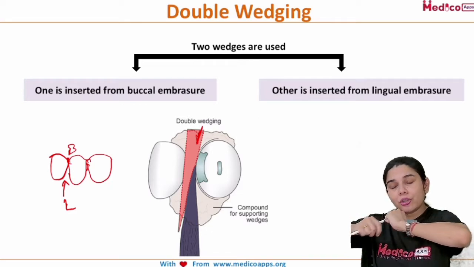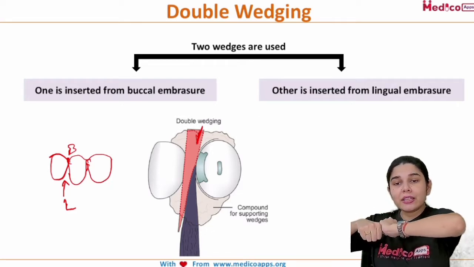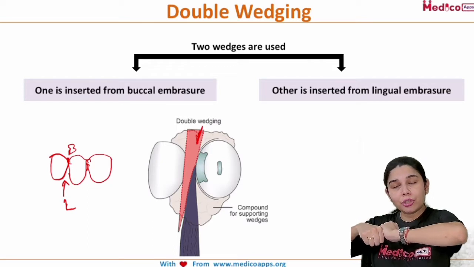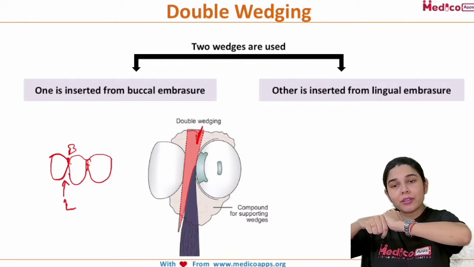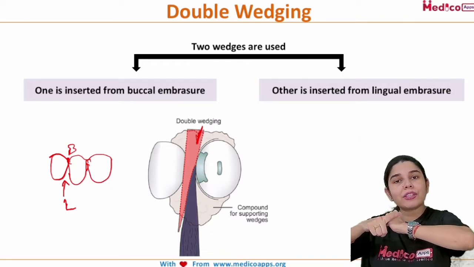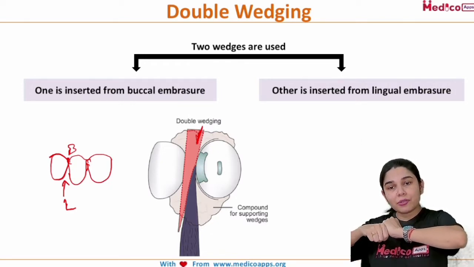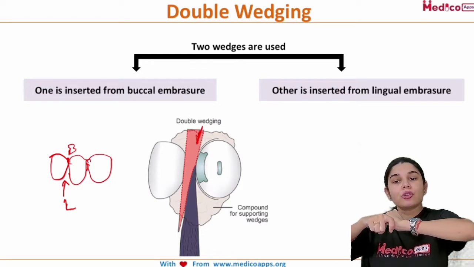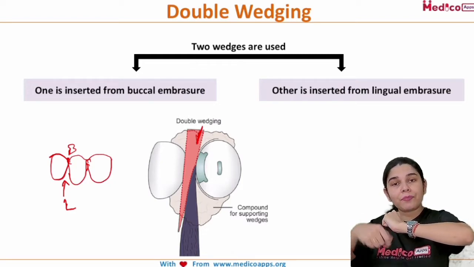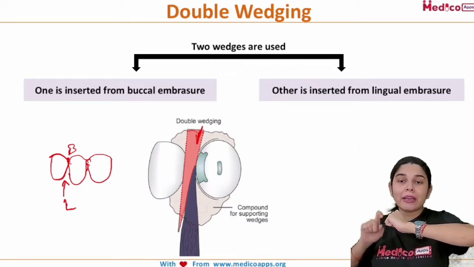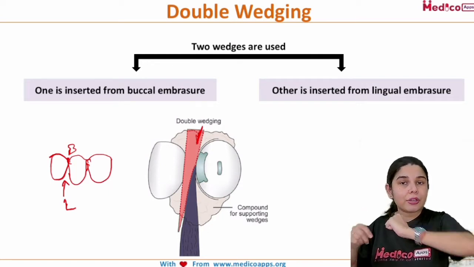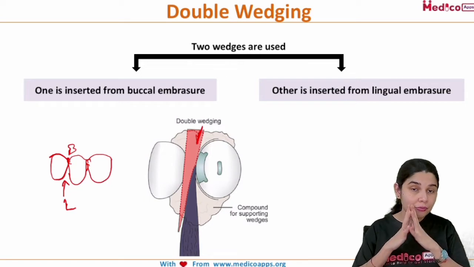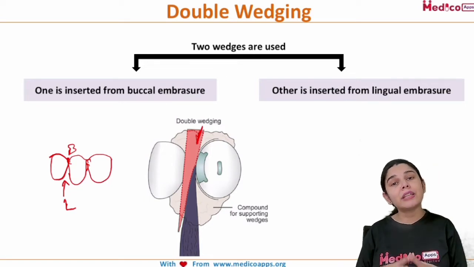So understand like this: if these are the two teeth which are present in contact with each other, and this is the proximal surface, the surface which is facing you is the buccal surface and the surface which is facing me is the lingual surface. So one wedge which is coming below in this area, if it is placed, that is the buccal embrasure, and the one which is being placed from the lingual side, that is from my end, is the lingual embrasure. So two wedges are placed into one particular position, that is the double wedging technique.